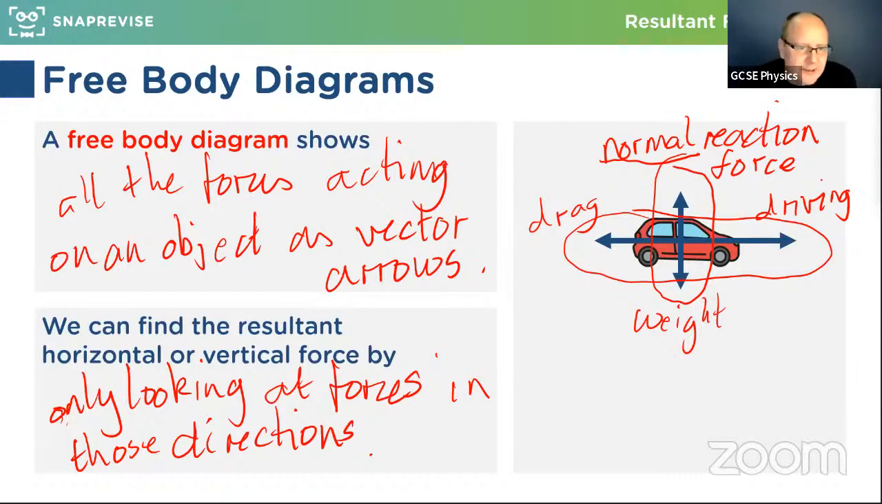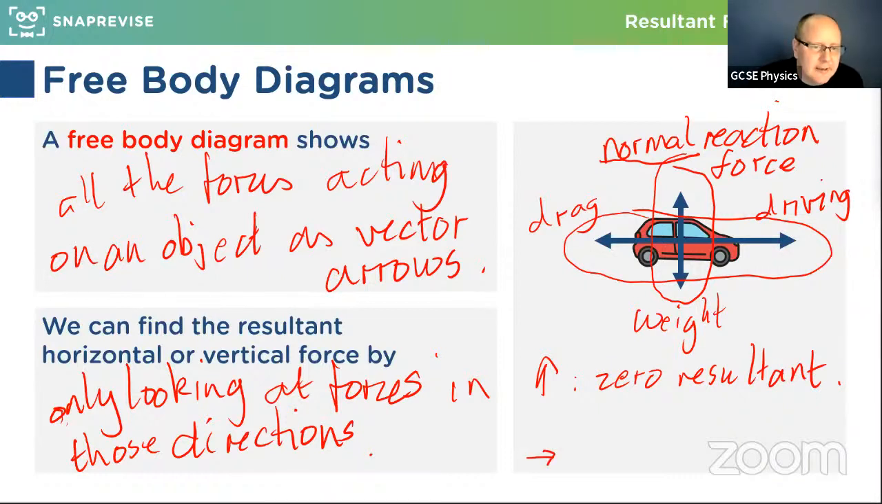So if we look at all that diagram, we'll look at all those forces we've drawn on there. We've got the normal reaction force is the same length as the weight, it's in the opposite direction. So vertically, there is zero resultant force, because those two vectors cancel each other out. So that's nothing. Now horizontally, we've got drag there, which is actually a shorter arrow than the driving force here on the right. So we're going to have a resultant force to the right, that way.